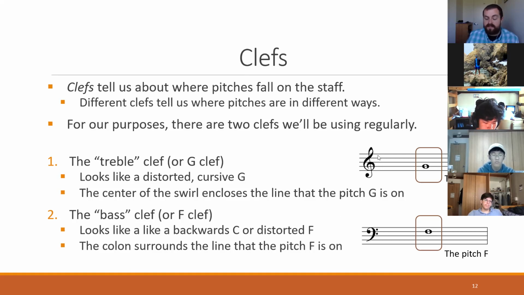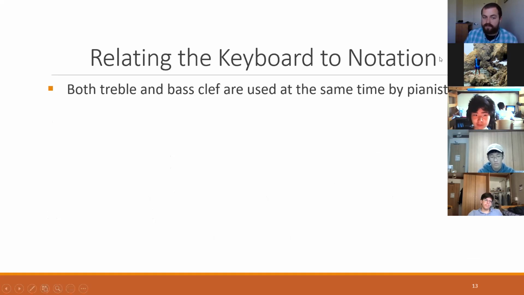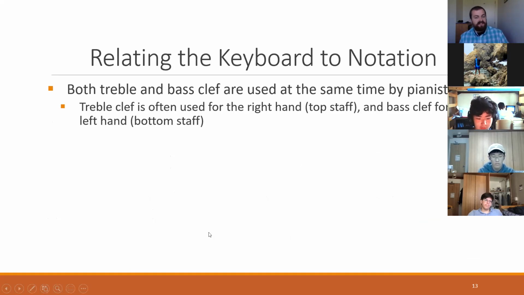The reason why we primarily use these two will become clear later, but the spoiler alert is that pianists use treble and bass clef simultaneously. Anytime we look at music written for piano, oftentimes the top part is treble and the bottom part is bass. Treble is often used in the right hand, the top staff. Remember, as you go to the right on the keyboard, your notes get higher. And bass clef is for the left hand, the bottom, because as you go to the left, your notes get lower. So low to high, left to right, so to speak.